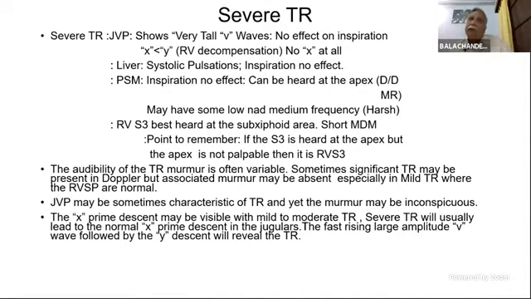The liver has systolic pulsations, but inspiration will have no effect. And the pansystolic murmur also, as I told you, will fail to increase on inspiration. So this is an important thing to remember and grade it as mild, moderate, and severe TR. This is also useful in patients of mitral stenosis when you are asked to grade the TR secondary to pulmonary arterial hypertension. Next slide.